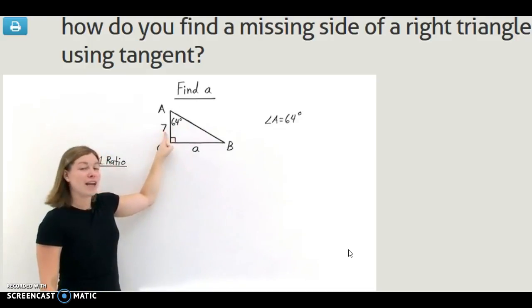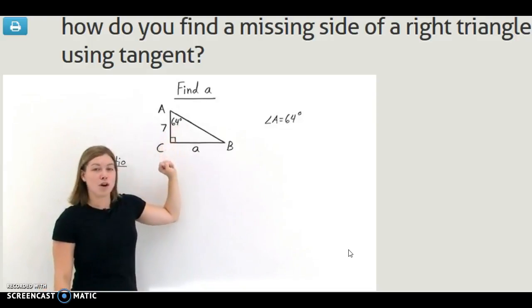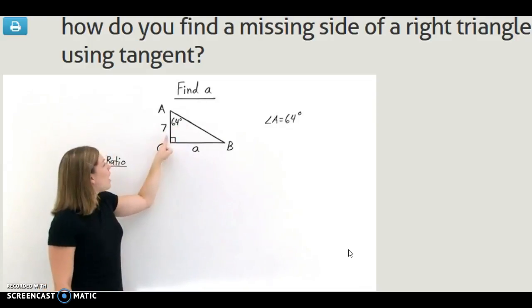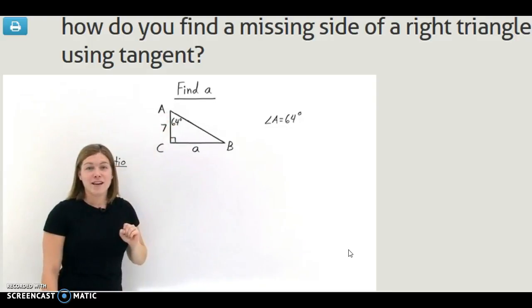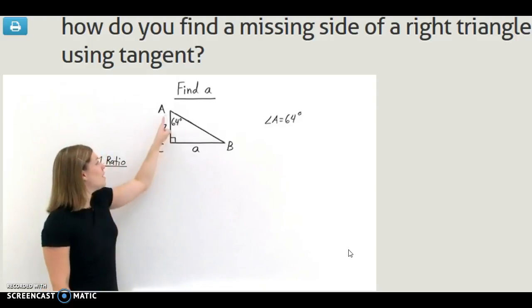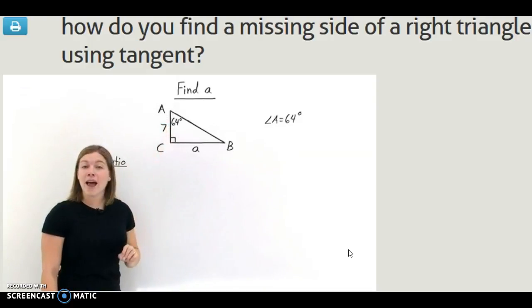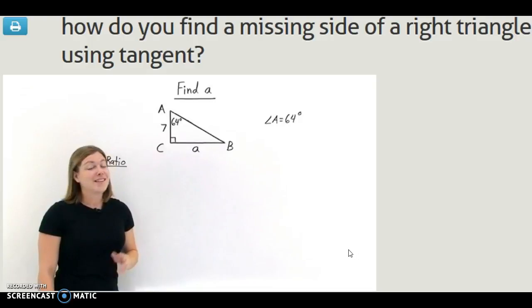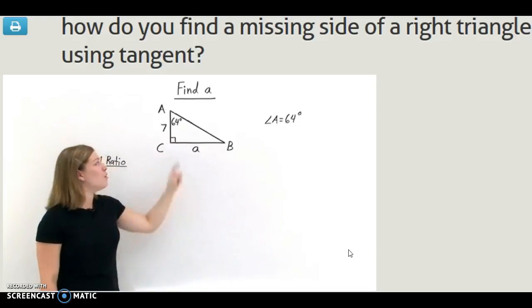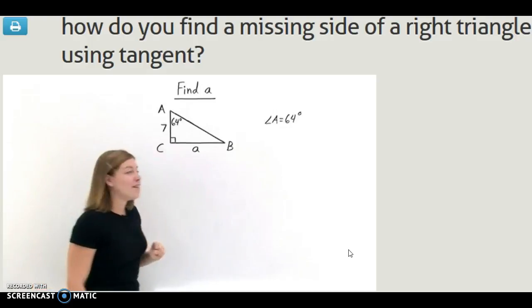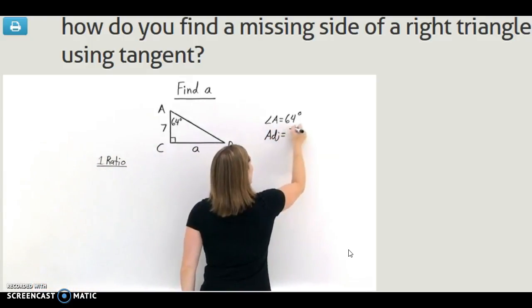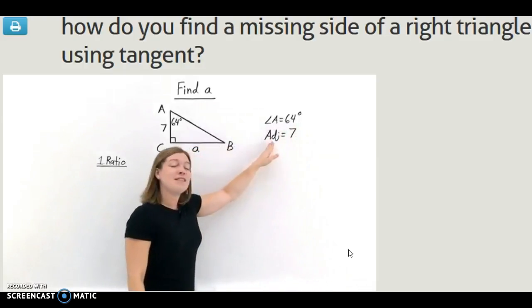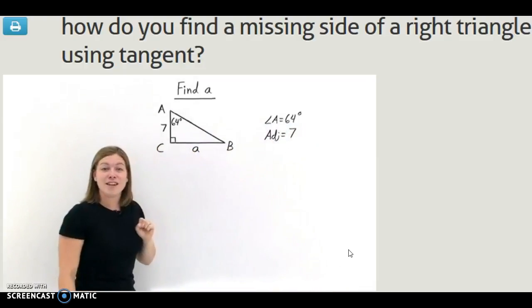So let's start by looking at our known side, 7. How is this side related to our known angle? Well, this side helps to make up our angle A, so it sits next to angle A. And if we look closely, we can see that this side is one of the legs of the right triangle. Since it's one of the legs and it sits next to our angle A, that means that this known side is the side that is adjacent to our angle A. So we can say that our adjacent side is 7.